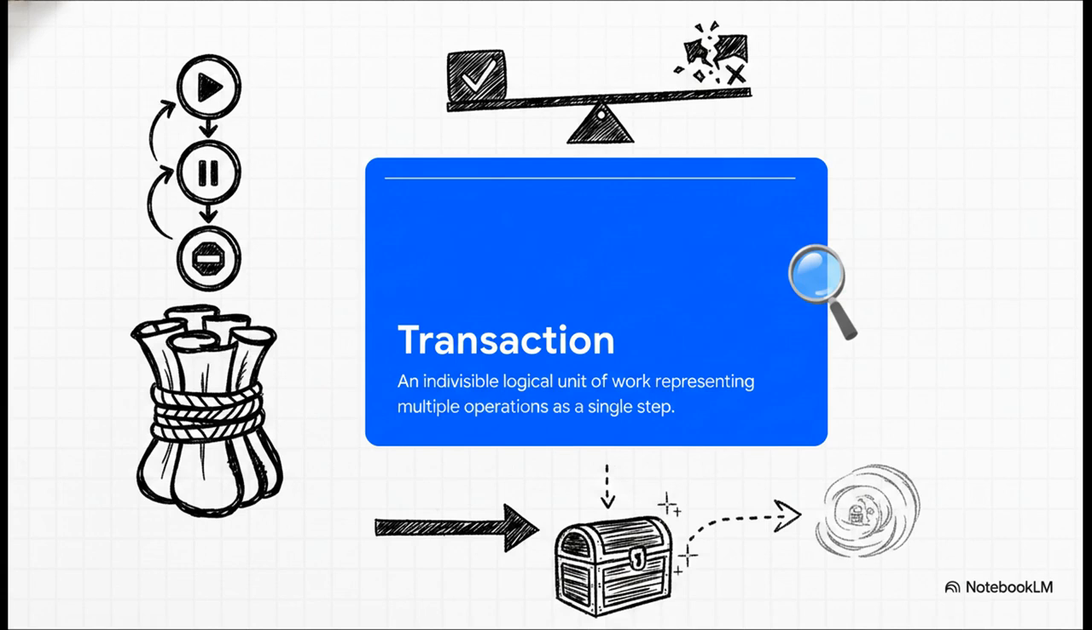So, to solve this, we have to introduce the true hero of our system design story, the transaction. A transaction is defined as an indivisible logical unit of work. It essentially takes multiple operations, like a whole series of reads and writes, and bundles them together as a single step. The golden rule of a transaction is that it's all or nothing. It either fully commits, making all its changes permanently visible to the rest of the system, or it completely aborts and rolls back, basically pretending those operations never happened at all.